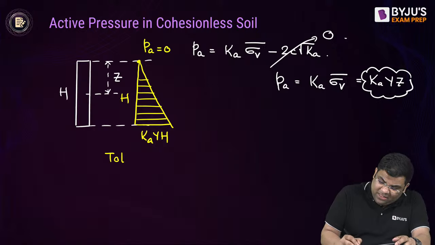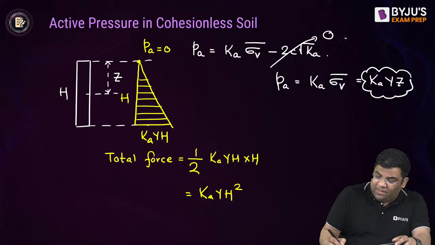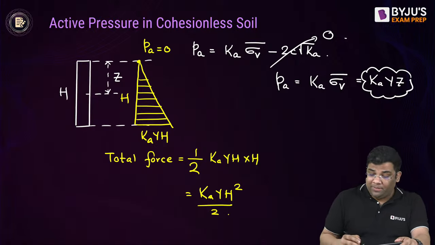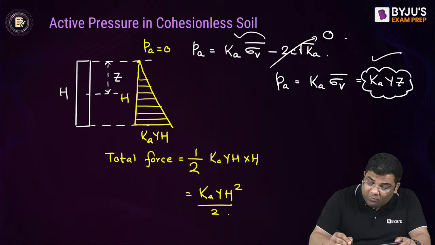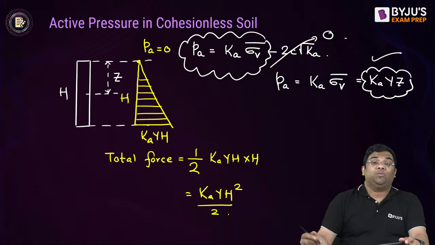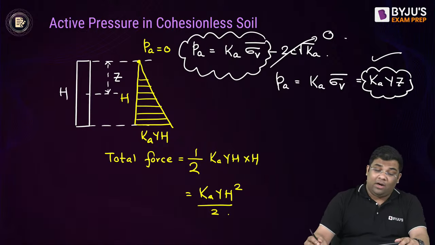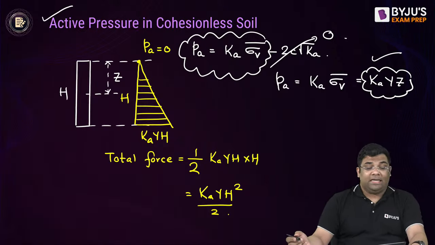Now instead of remembering the formula, if you know this distribution, you can draw it. The total force will be the area of this stress diagram. It's a triangle, so half base into height, which is Ka gamma H square by 2. As I told, no need to remember these formulas. Using only one formula, if you can draw the distribution and also know the effect of water table and all, then you can easily find out the active pressure in cohesionless soil.